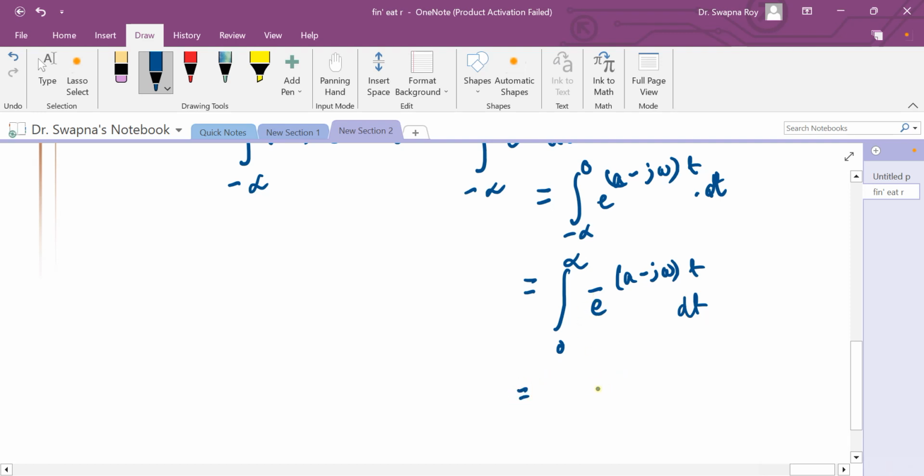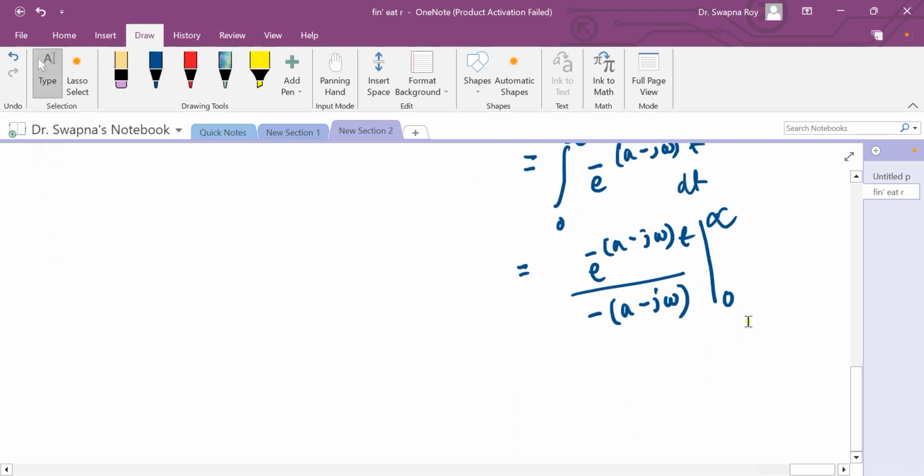So it will be e to the power minus a minus j omega t divided by minus a minus j omega, and limit is 0 to infinity. So in this case when we put t is equal to infinity, e to the power infinity is equal to 0.